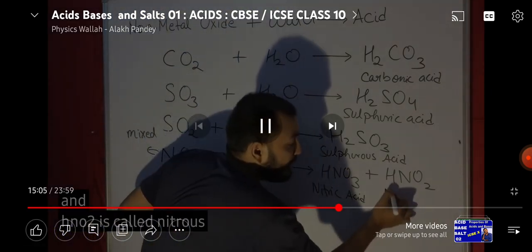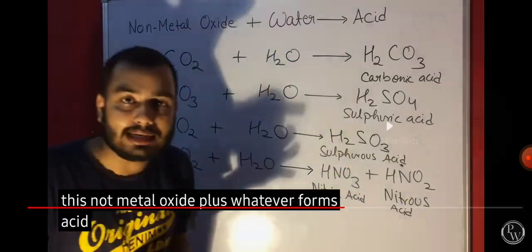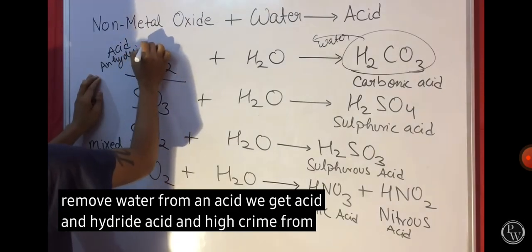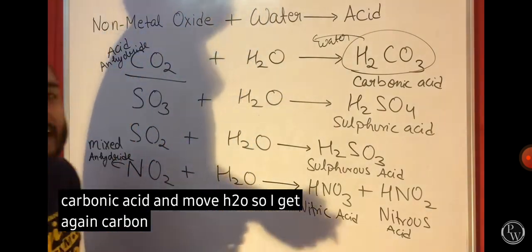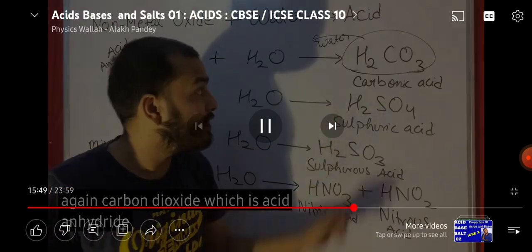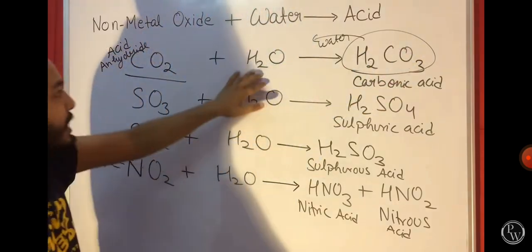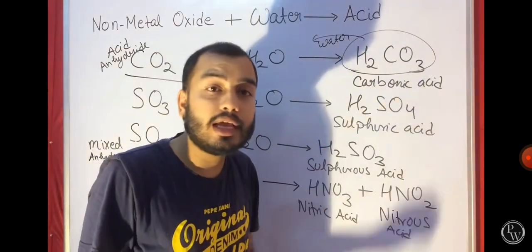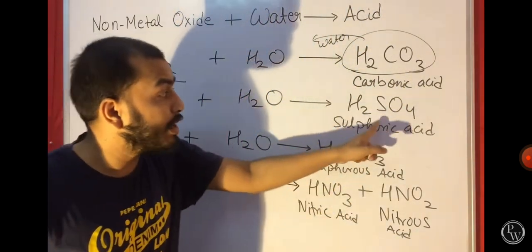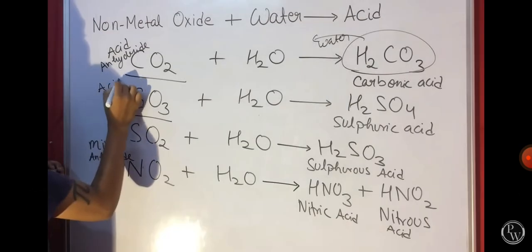HNO2 is called nitrous acid. Nitrous acid. So NO acid hydride. From carbonic acid I remove H2O, so I get again carbon dioxide, which is the acid anhydride of carbonic acid. Similarly, if I remove water from sulfuric acid, I will get sulfur trioxide, which is again an acid anhydride.